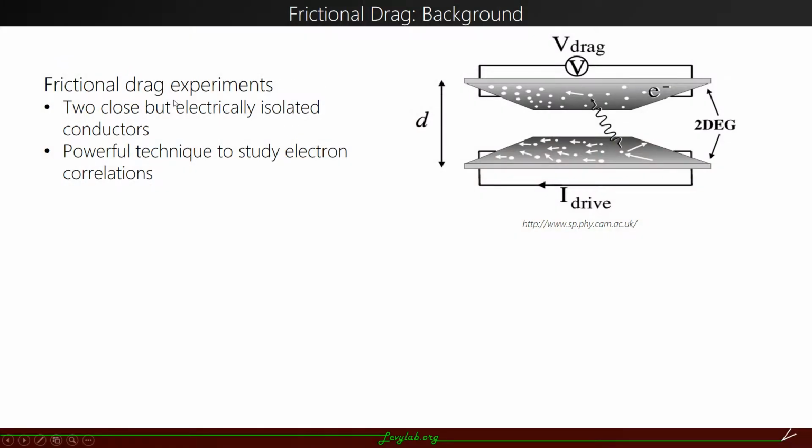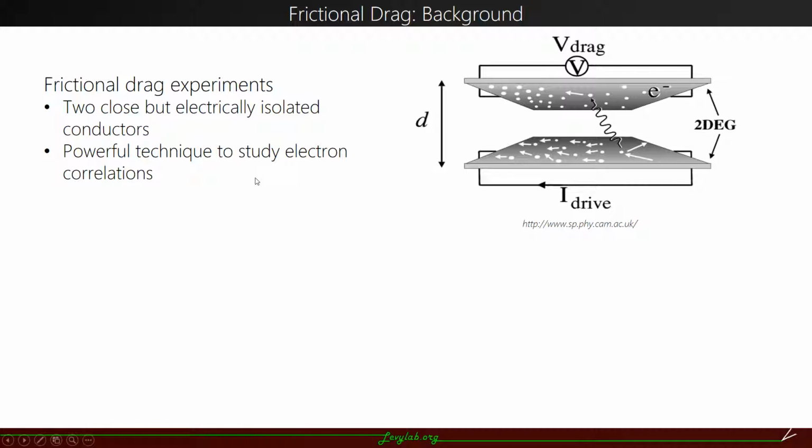Frictional drag experiments involve closely spaced but electrically isolated conductors. When driving current through one conductor, called the drive conductor, a voltage will be induced in the other conductor, called the drag conductor, if it's open, or a current will be induced if it's closed. From this phenomenon, the scattering between charge carriers in different conductors can be understood, and this can provide us additional insights into microscopic properties of interacting many-body systems. Therefore, frictional drag is a powerful technique to study electron correlations.